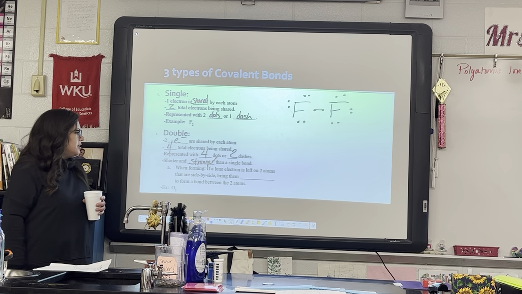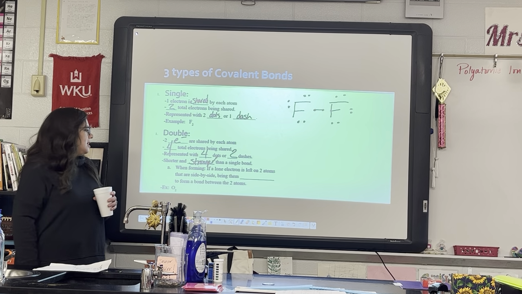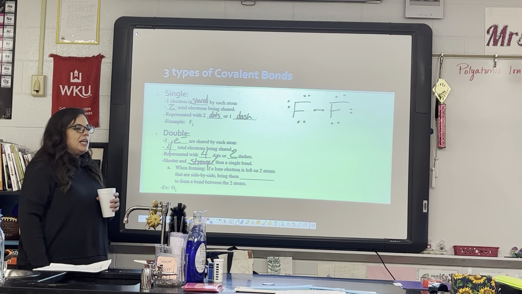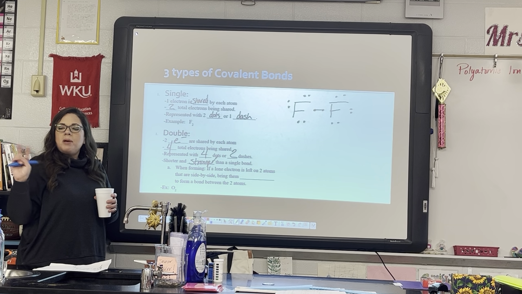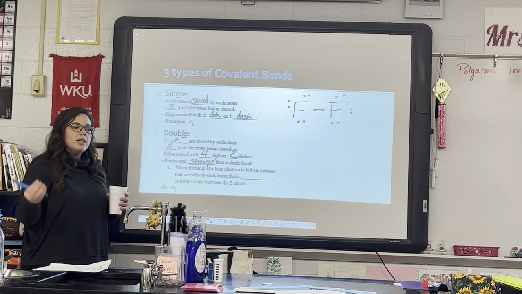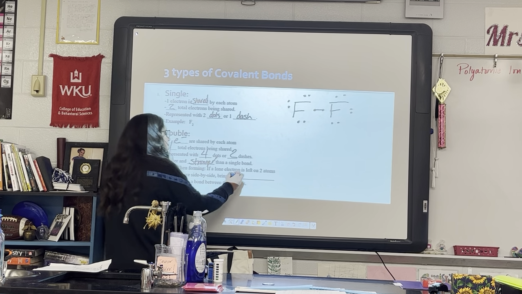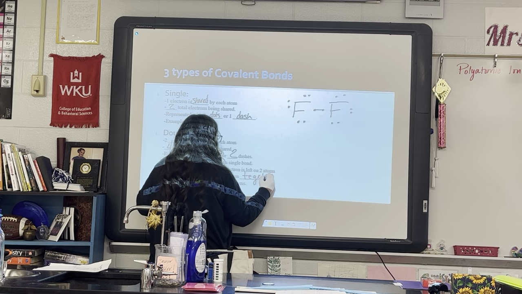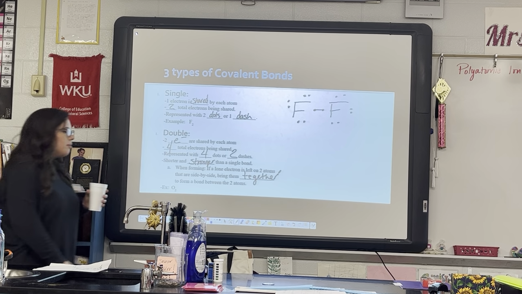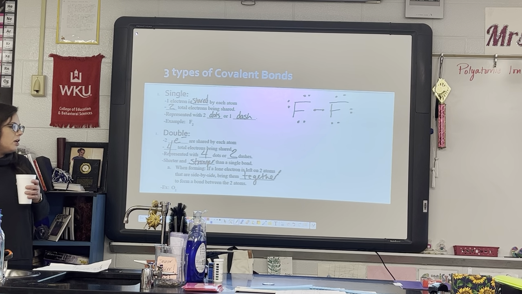than a single bond. How we form these is if a lone electron is left on 2 atoms that are side by side. Remember, lone electrons are what make our atoms unstable. So we're going to bring them together to form a bond between those 2 atoms.